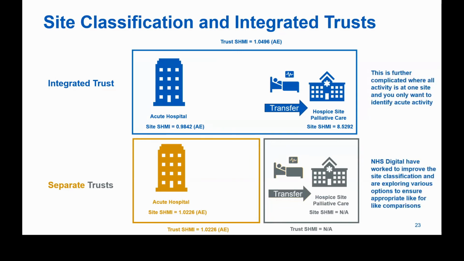So we have to consider that, and it's further complicated. We can do this at site level within a trust, but it gets a lot more complicated when it's an integrated site, where maybe the hospice care or the palliative care is part of that acute hospital, but in separate wards. How do we then identify those particular wards and maybe create a separate SHMI for them and exclude them from the overall acute site SHMI? So there are lots of different ways in which we're looking at that.